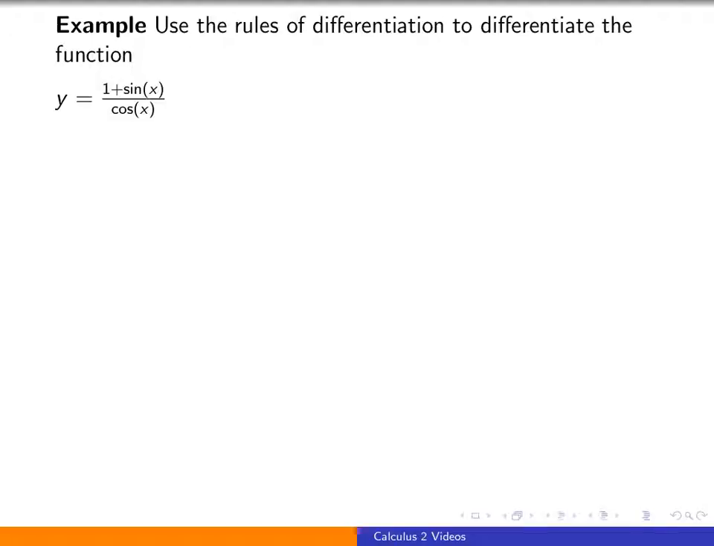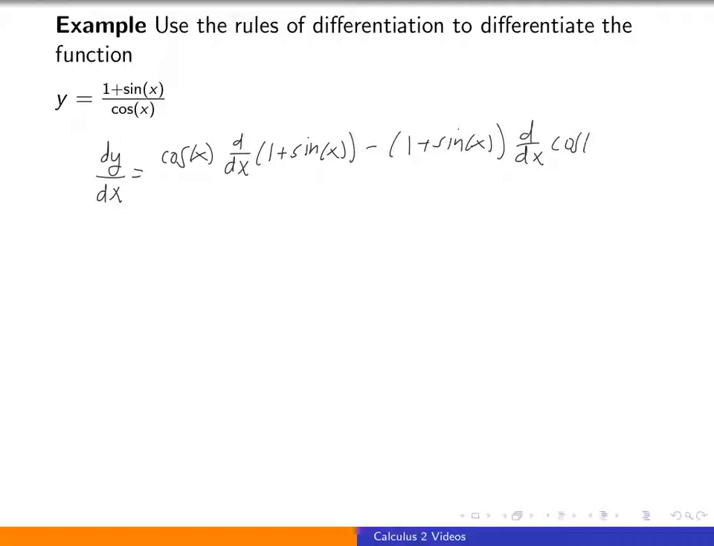Next, we will evaluate the derivative of 1 plus sine x divided by cosine x. So from our first or initial observation here, we see a function divided by a function. So let's just write down what the quotient rule tells us and see what we're going to need to end up calculating this derivative. So simply from the quotient rule, dy dx is equal to low d high minus high d low, all divided by low squared.